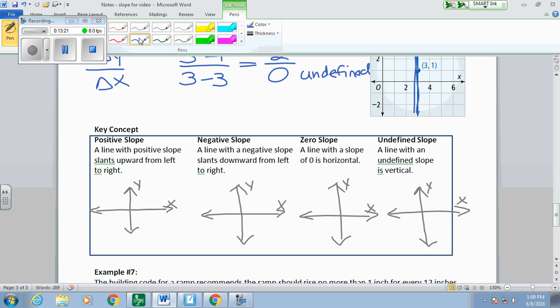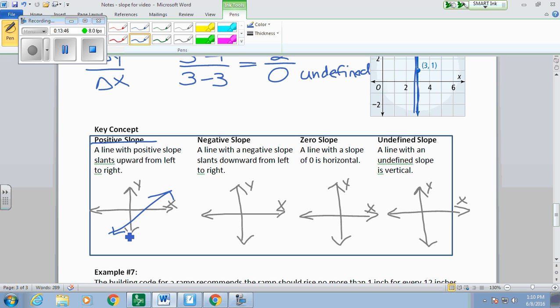And then this is where you want to pick up a different color, so you want it to stand out. A positive slope states that it is a line that slants upward from left to right. So starting at the left, I want to be going up. Imagine walking up a pair of stairs. So I'm going to go up like this. That's not a very straight line, just imagine that it is. Notice that it does not have to go through the origin. It just has to be a straight line on your graph.